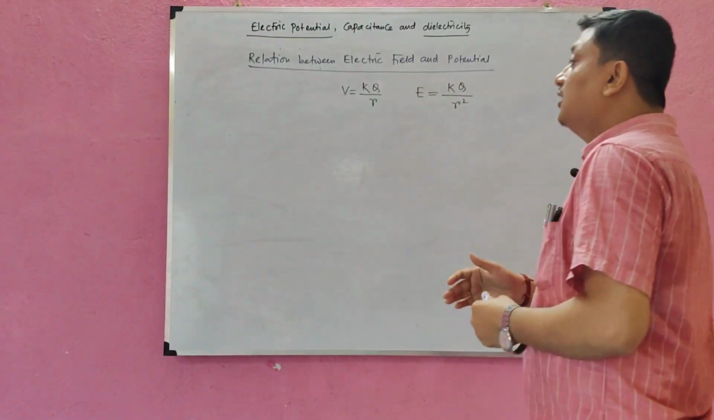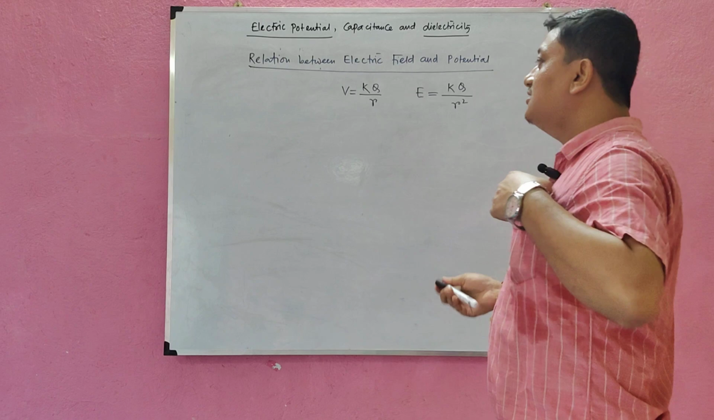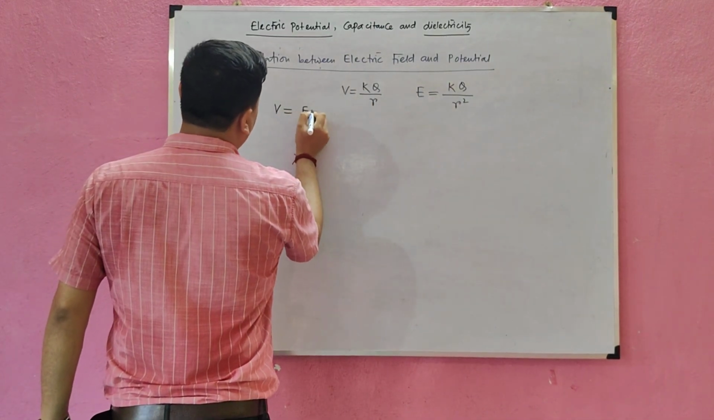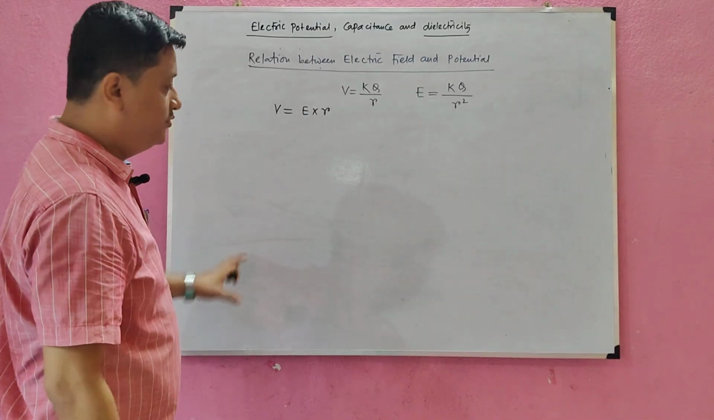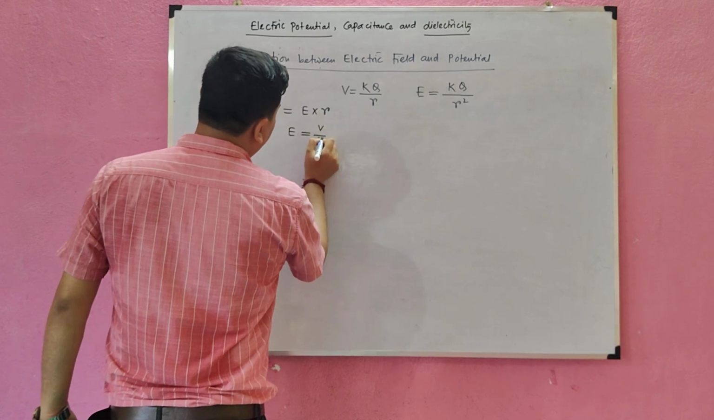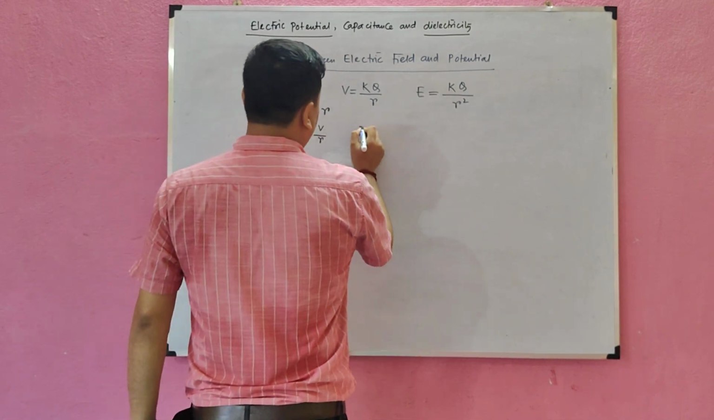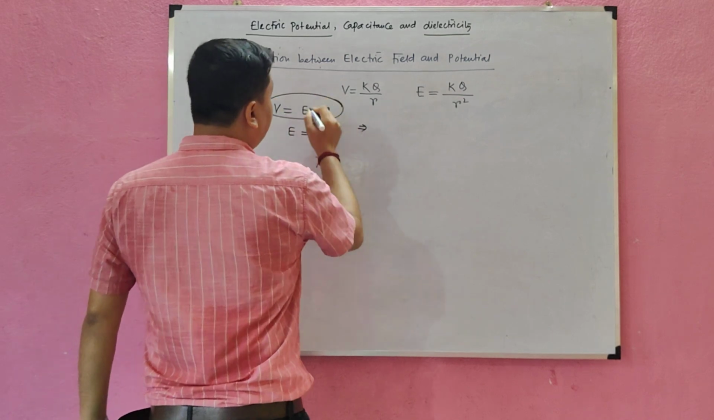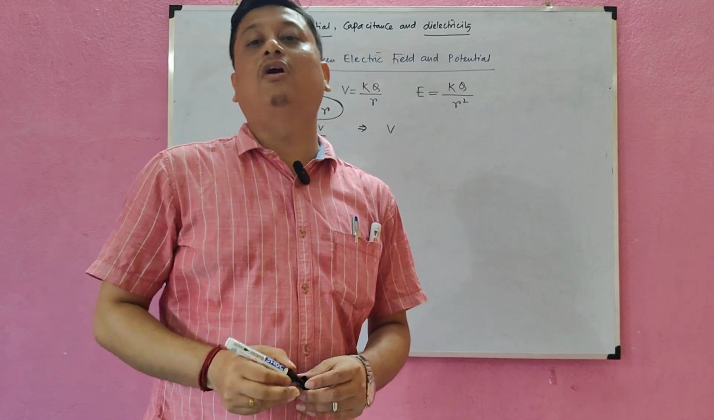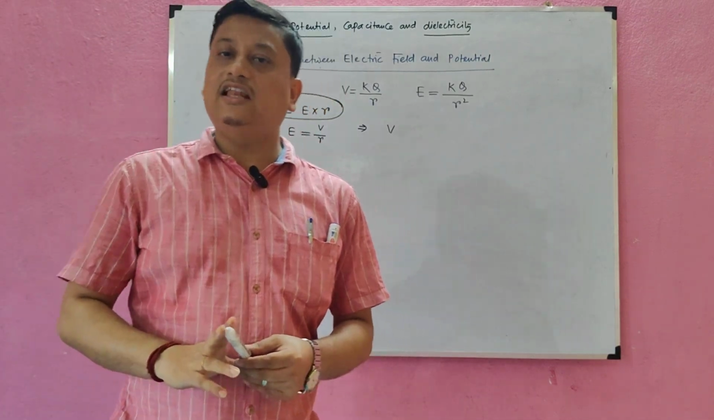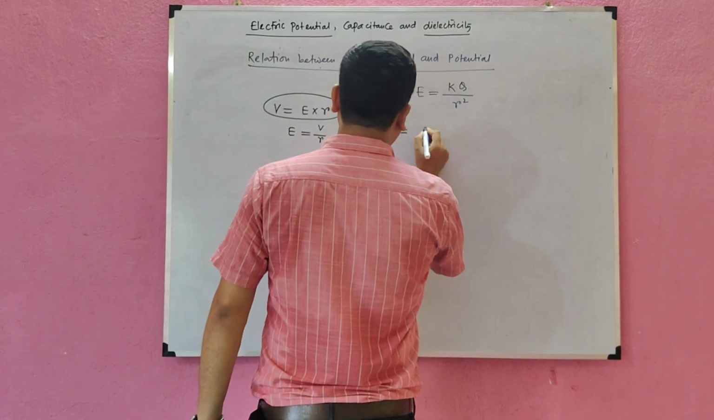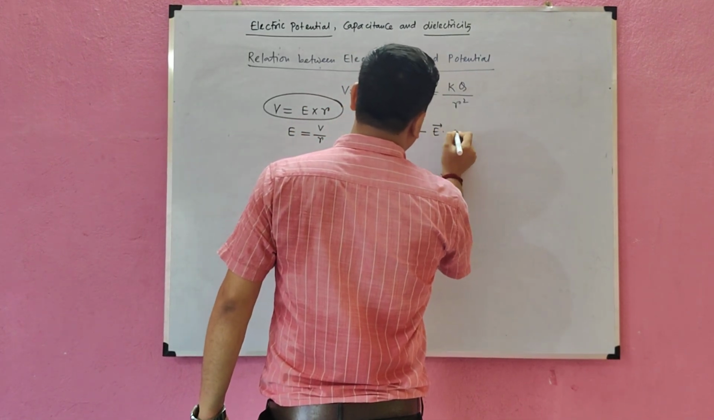So now if we relate potential with electric field, what can we say from here? We can say V equals E into R, or E equals V by R. But when we write in vector form, you know that potential is a scalar quantity, because potential equals work by charge, and work is a scalar quantity, so potential is also a scalar quantity. So V equals what we can write? Minus E dot.